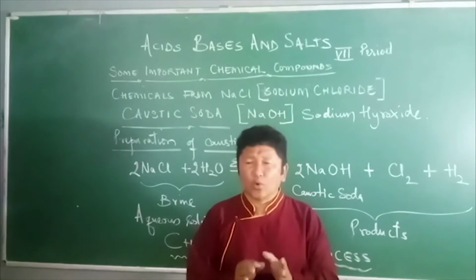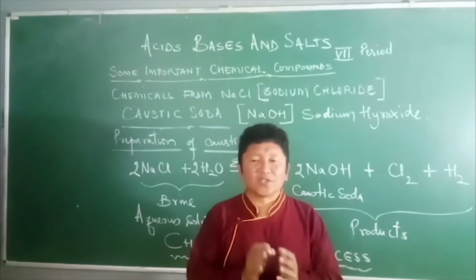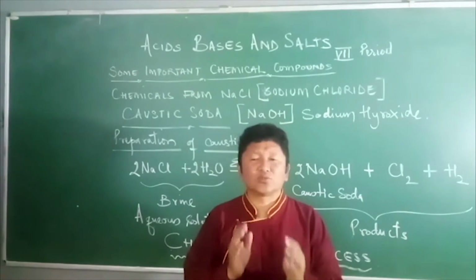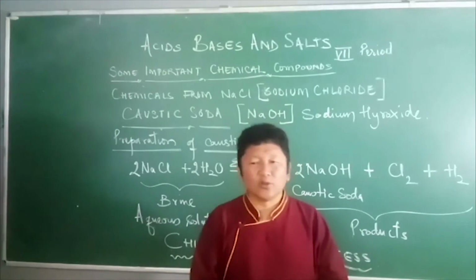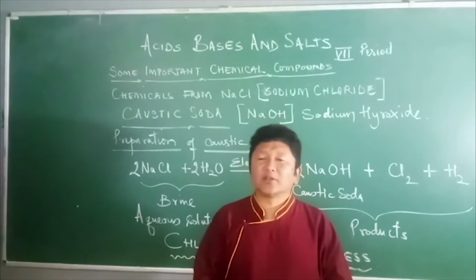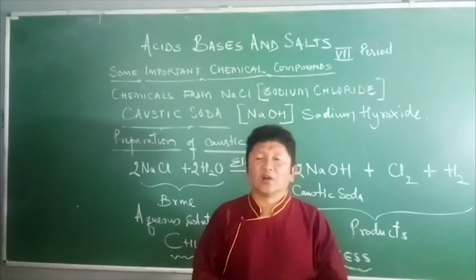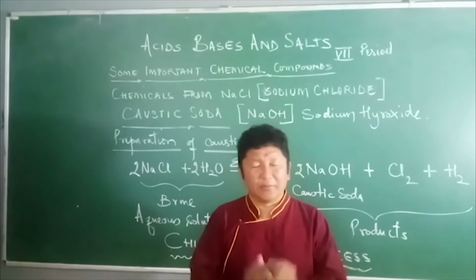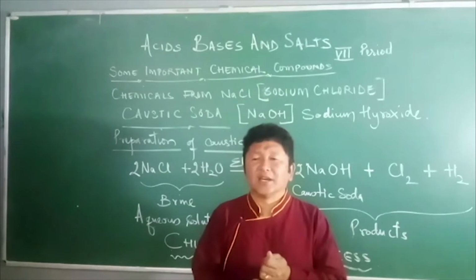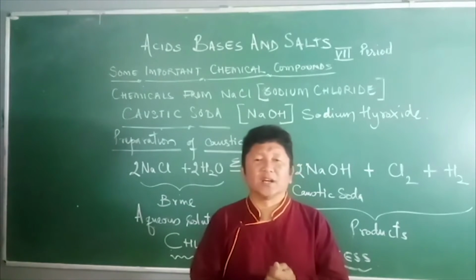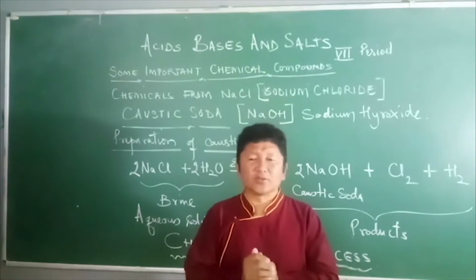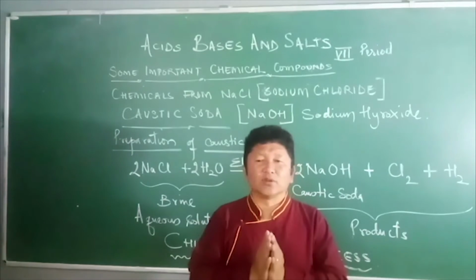Caustic soda is used in degreasing of metals, and in the manufacture of paper, soap, detergent and artificial fiber. Sodium hydroxide is used in the manufacture of paper, soap and detergent.